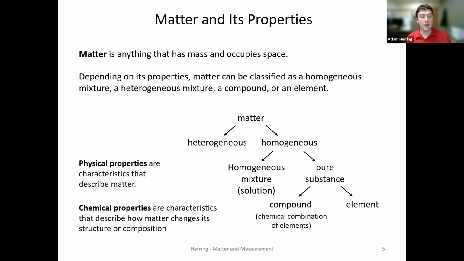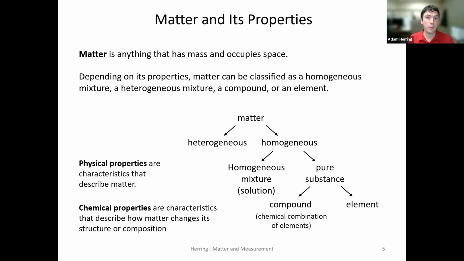We can also describe matter as having physical and chemical properties. Physical properties are characteristics that describe matter that are independent of what's happening. So the color of an object, or its height, or its mass are different physical properties. Density is a physical property. However, chemical properties are characteristics that describe how matter changes. So this might be the flammability or reactivity of a substance.